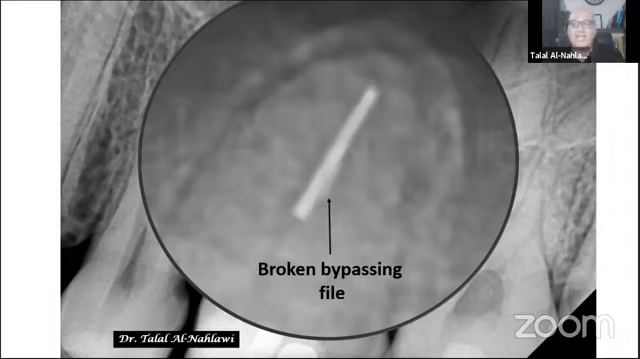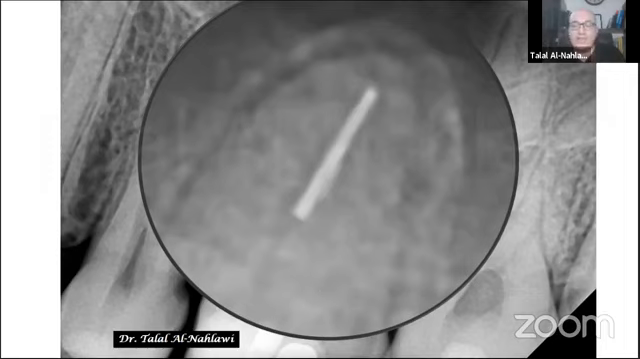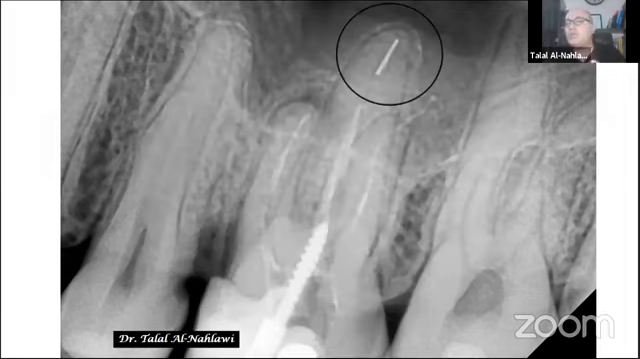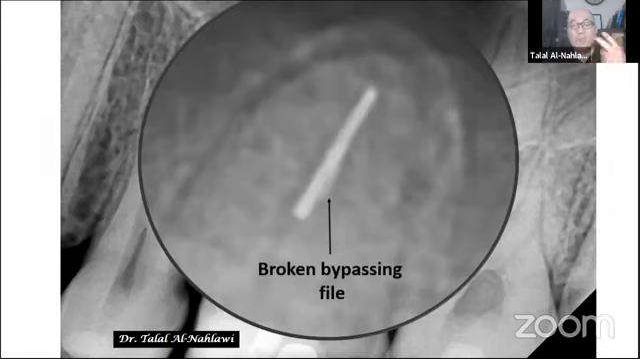Something happened, a complication happened with the dentist. He broke a file. He tried to bypass, so he knows he broke a file. He tried to bypass and broke another file. He decided to leave everything, put a screw, make a restoration and go for a crown. But the patient kept having symptoms, so he was referred to me. So we have 2 broken files.